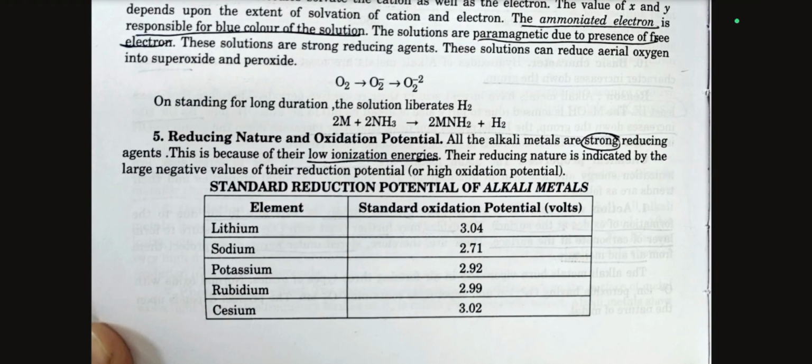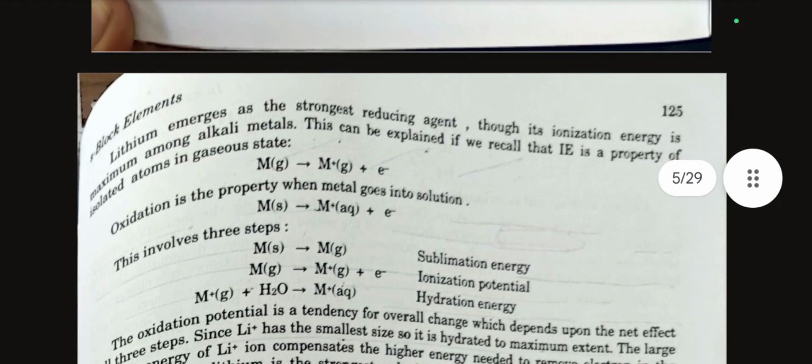All the alkali metals are strong reducing agents. This is because of their low ionization energies. Their reducing nature is indicated by the large negative values of the reduction potential. Standard reduction potential of alkali metals: for lithium it is 3.04 volts, for sodium it is 2.71, for potassium it is 2.92, for rubidium it is 2.99, and for cesium it is 3.02.